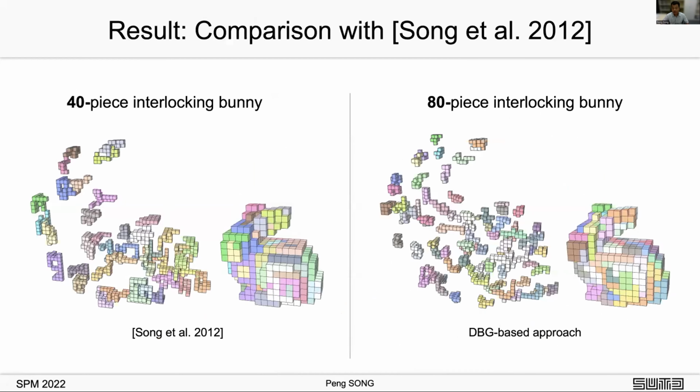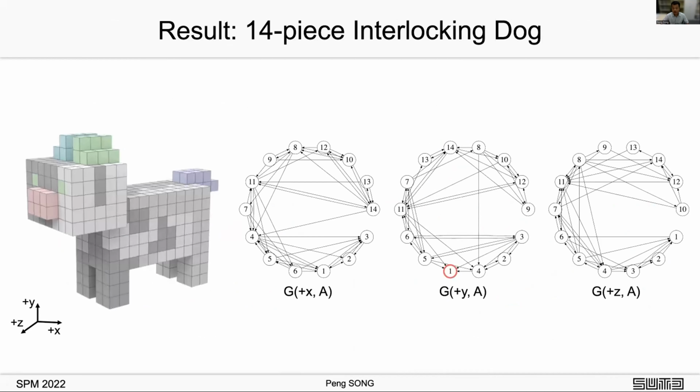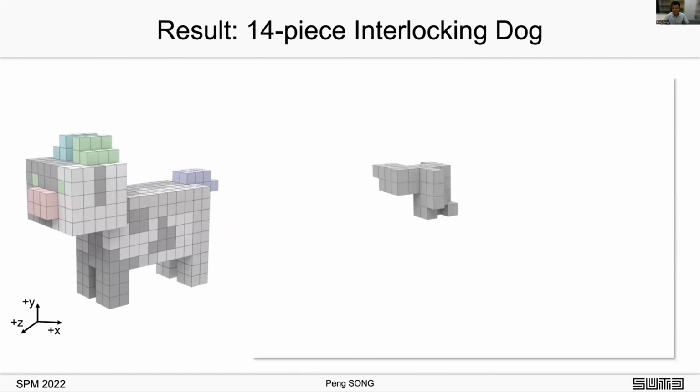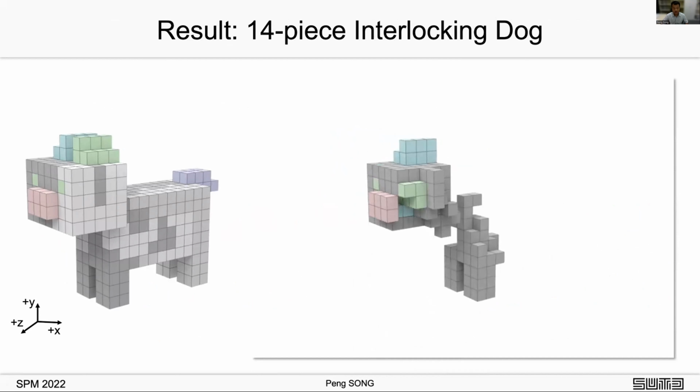Here we compare the DBG-based approach with the approach in 2012. Given the same input, the new approach can find a larger number of puzzle pieces. And our approach supports adding additional constraints when designing interlocking puzzles. See this 40-piece interlocking dog, with its eyes, ears, and tail made from individual puzzle pieces. And here is the assembly animation, and you can see the geometry of the puzzle pieces clearly.